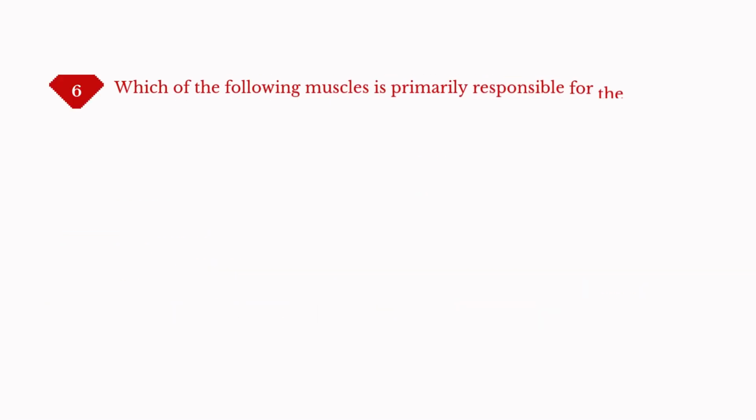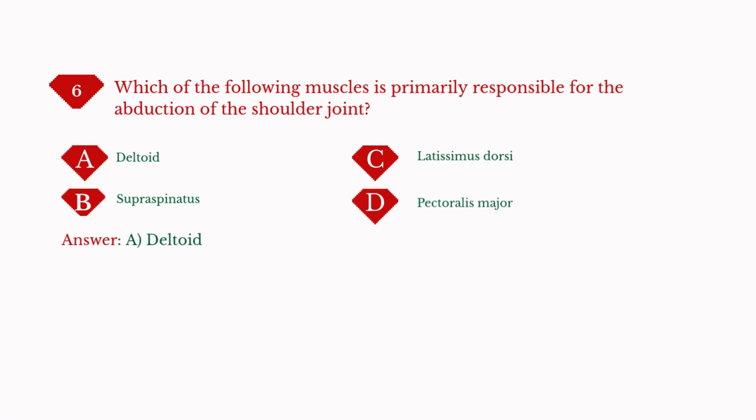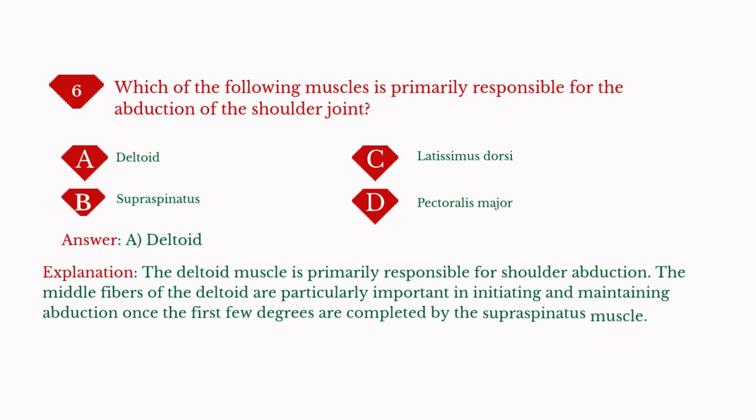Which of the following muscles is primarily responsible for the abduction of the shoulder joint? A. Deltoid. B. Supraspinatus. C. Latissimus dorsi. D. Pectoralis major. Answer: A. Deltoid. Explanation: the deltoid muscle is primarily responsible for shoulder abduction. The middle fibers of the deltoid are particularly important in initiating and maintaining abduction once the first few degrees are completed by the supraspinatus muscle.